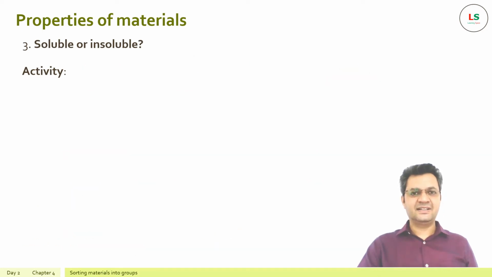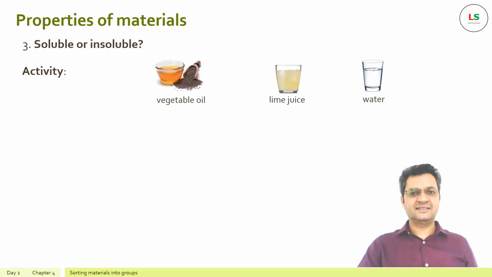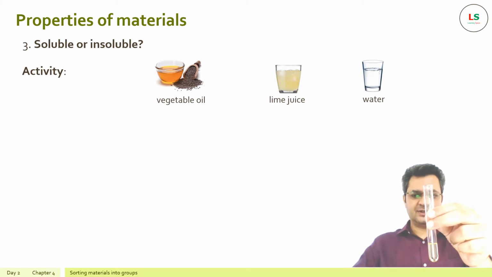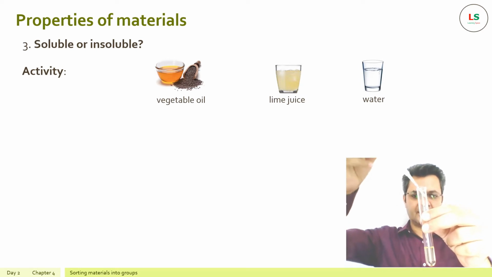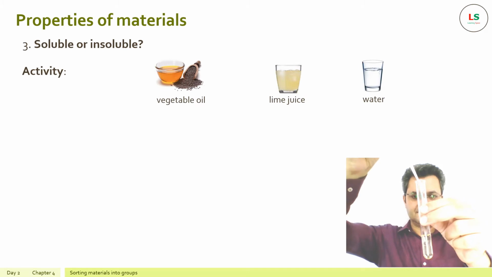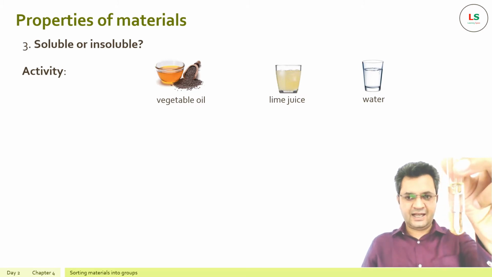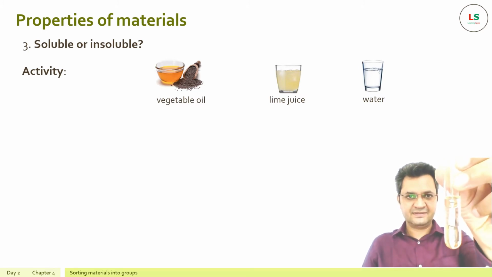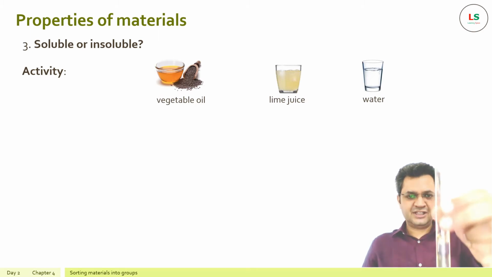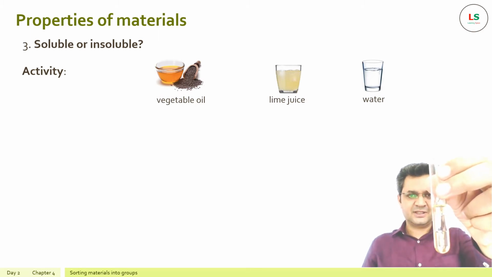Let's extend the activity and try to find out what happens when vegetable oil or lime juice is added to water. Here we have a test tube containing oil, and let's try to pour water into it with the help of this dropper. If we see, the water and the oil have separated. And even on shaking, both of them are not ready to mix.